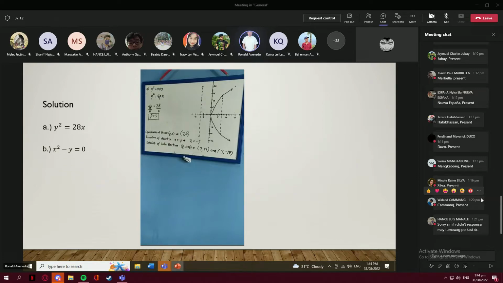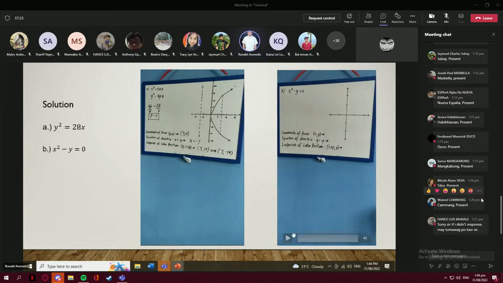So the given is x squared minus y is equal to 0. This time, x is raised to the second power. So what would be the solution? The second problem is x squared minus y is equal to 0.